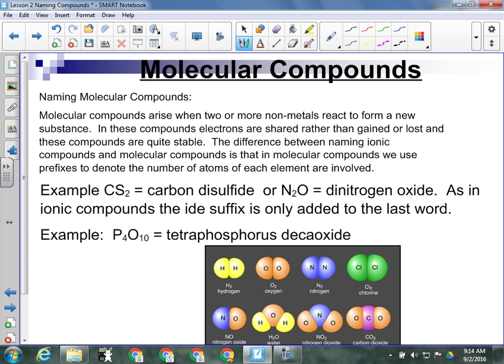But there are other possibilities. They arise when 2 or more nonmetals react to form a new substance. The electrons are shared. So in molecular compounds, electrons are shared rather than gained or lost, and these compounds are very stable. The difference between naming ionic compounds and molecular compounds is that in molecular compounds, we use prefixes to denote the number of atoms.